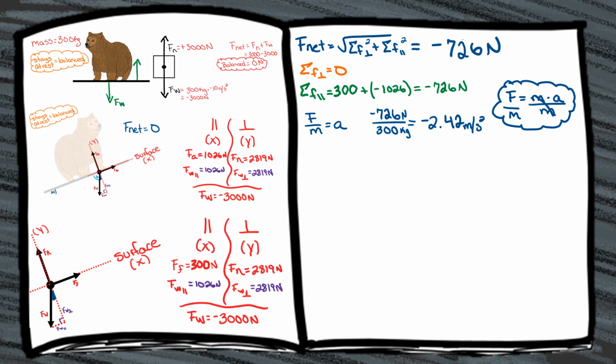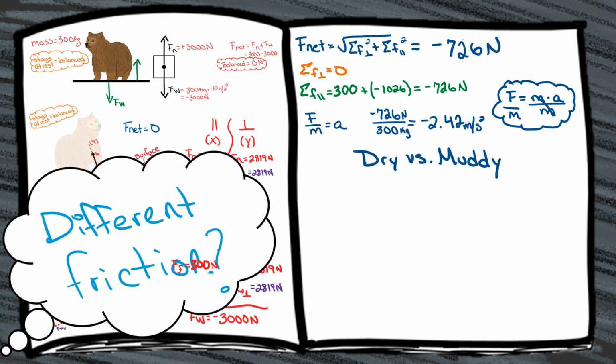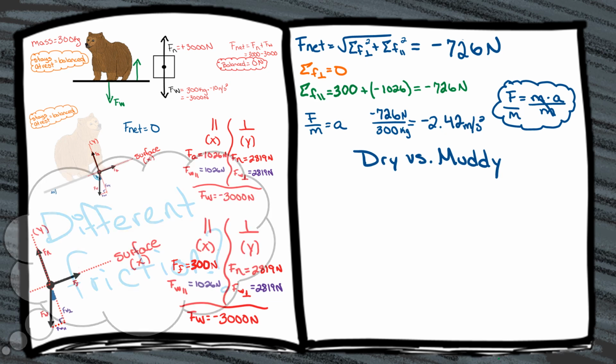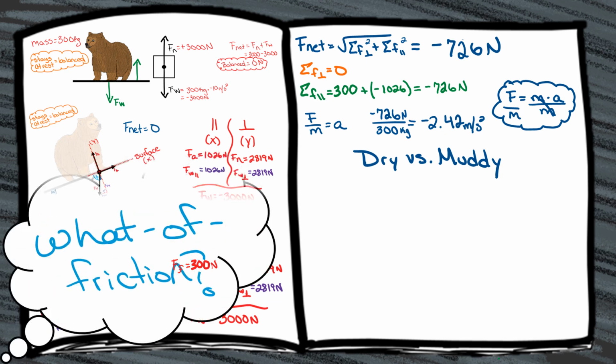Here's a question for you, Alex. Would the bear's acceleration be the same if this incline was made of mud? That's correct, Alex, but why? If the incline is the same and the bear's mass doesn't change, why would it be different? You got it, Alex. The frictional force experienced would be different, and we can attribute this difference to a term used in physics called coefficient of friction.